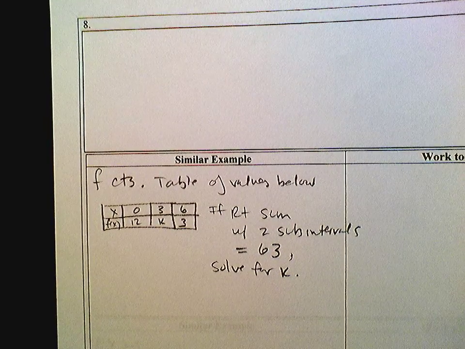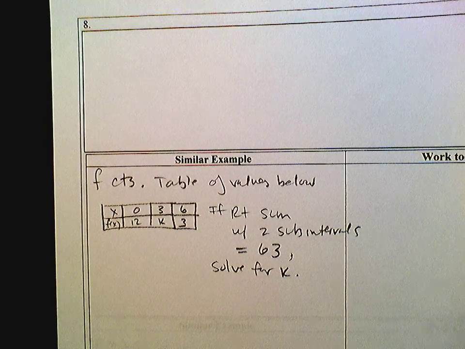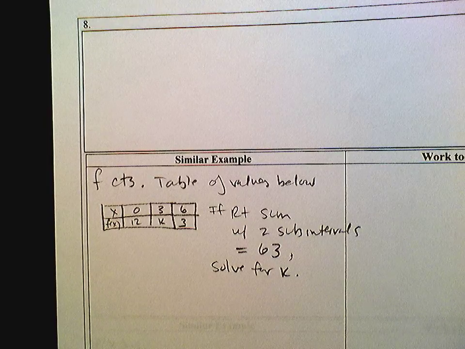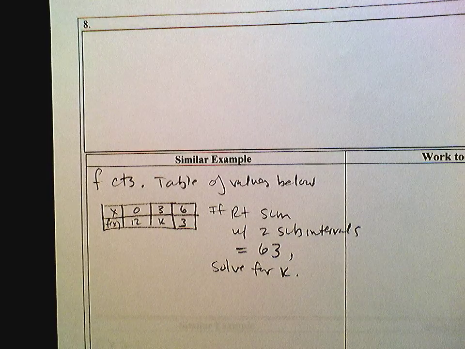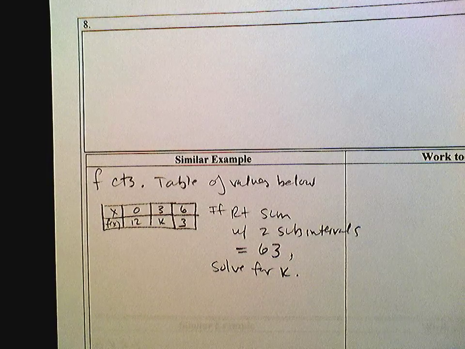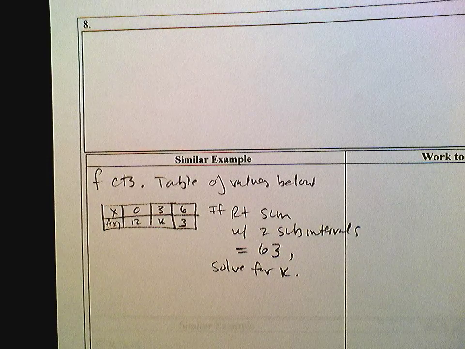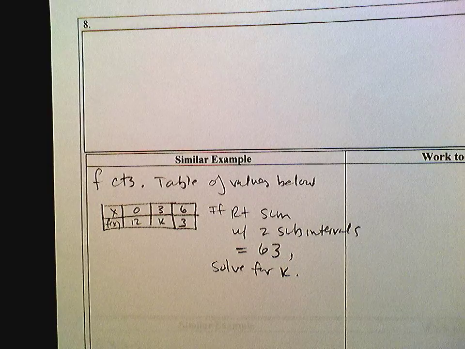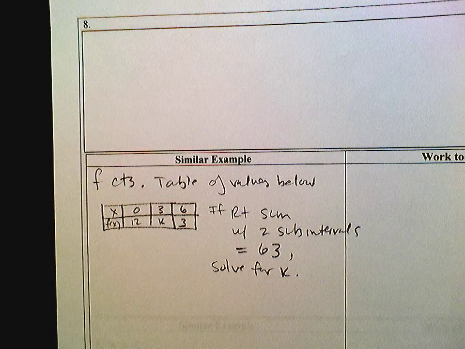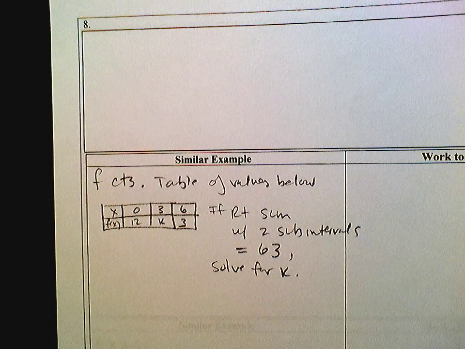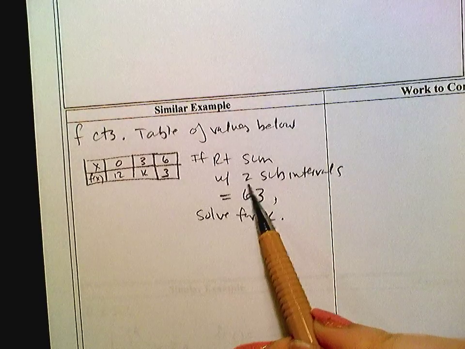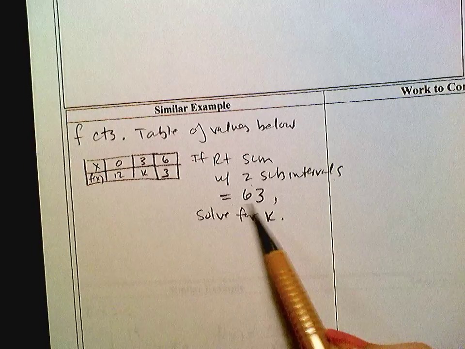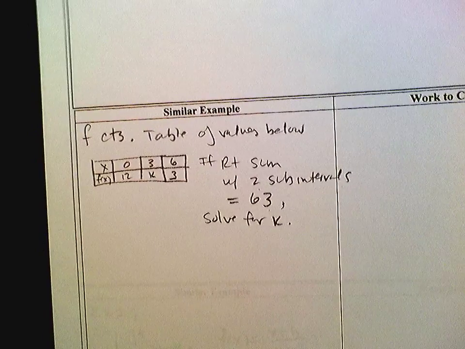Okay, number 8. This is a similar example to the one above. So f is continuous. That's important because if f isn't continuous, we're about to do an integral, and the integral wouldn't be defined. Table of values below. If a right sum with 2 subintervals is equal to 63, solve for k.